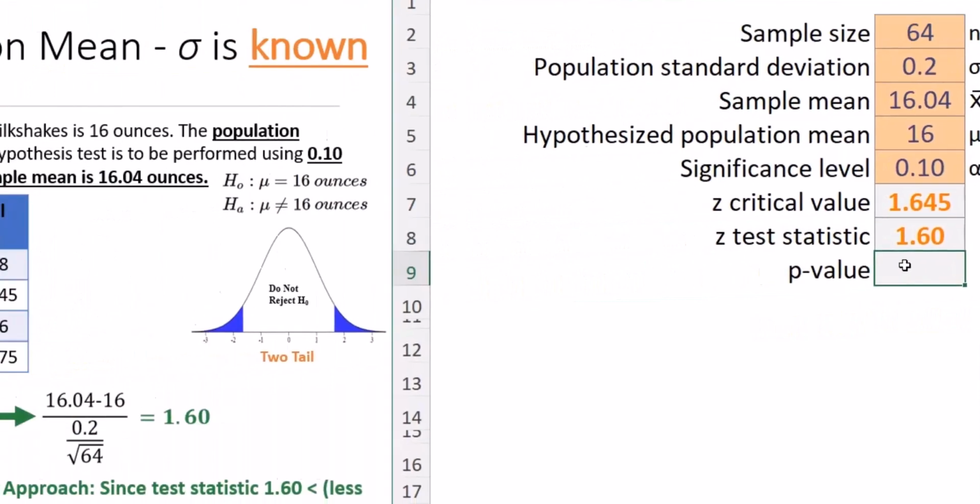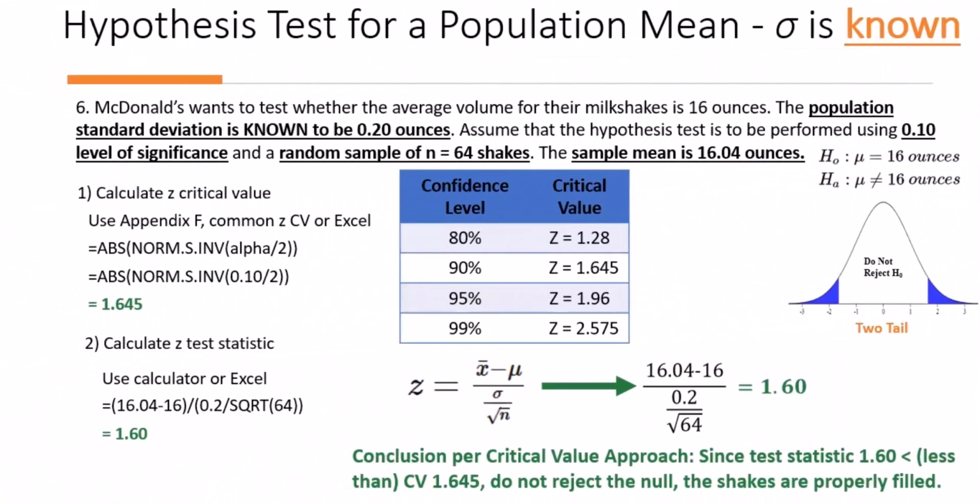So since 1.6 is less than 1.645, our distribution curve, we know our critical value cutoff is 1.645, and 1.6 is lower. So it's going to be right in here in the white area, just right under it. So this is going to be our do not reject. So we're not going to reject the null, and we can conclude that the shakes are properly filled at 16 ounces.